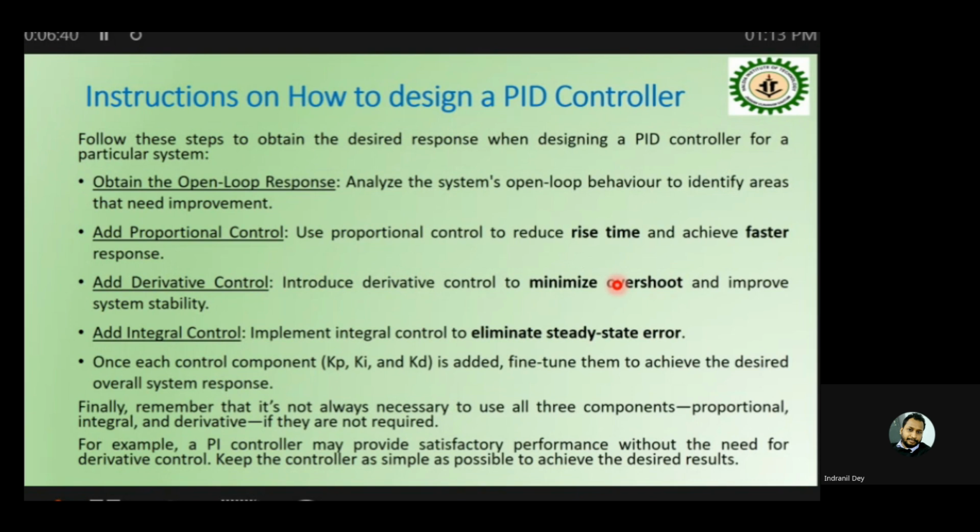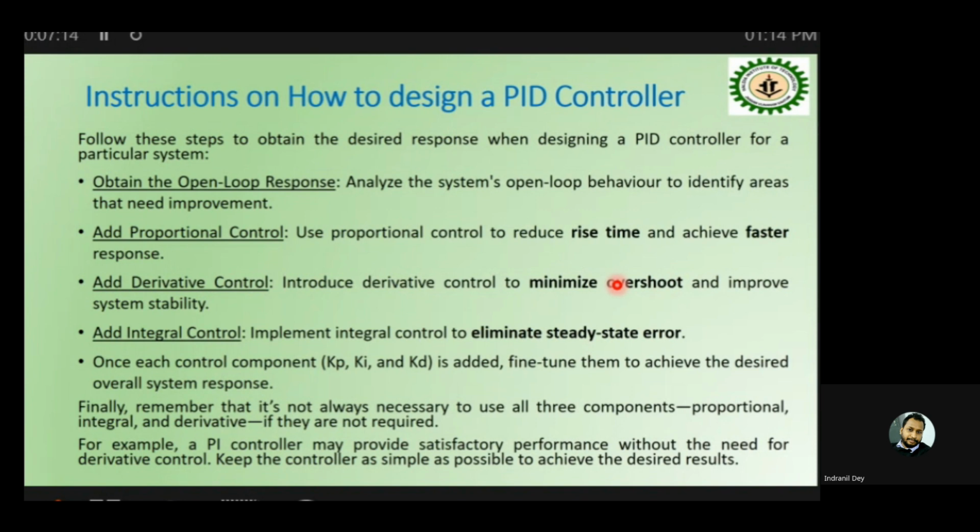So if we talk about combining all three, Kp, Ki, Kd, which are the major components of a PID controller, by doing fine tuning on that, we can achieve the desired output of the overall system. As I told you, we have different modes of PID, so that means it is not always necessary to use all these together.